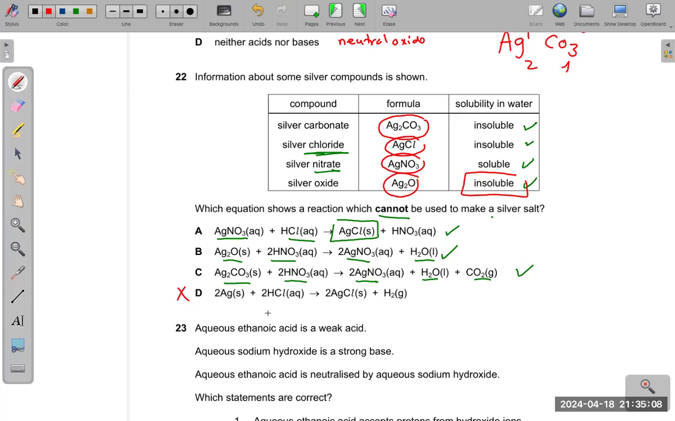Which one is more reactive, silver or hydrogen? The hydrogen is more reactive. So can the silver substitute the hydrogen and react with it? No, it cannot substitute it. So this is no reaction because silver is less reactive. This is a good equation to come.